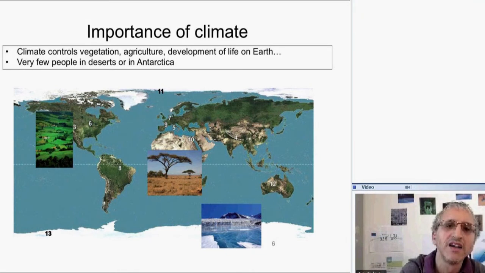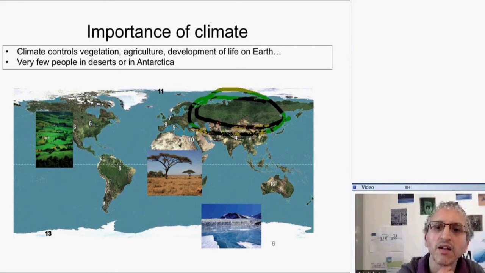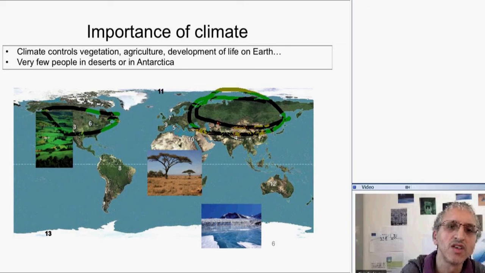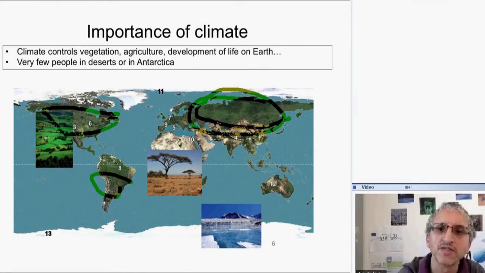Most people are in temperate climate, in the northern hemisphere at mid latitudes. It's the same here: most of the population is here. It's the same in the south. It's at mid latitudes that you've got most of the people because you've got temperate climate. It's not too cold, it's not too warm, and there's a good level of precipitation, so it's very good for agriculture.